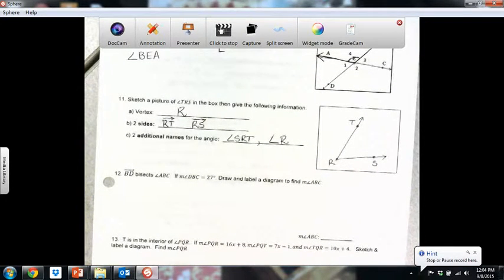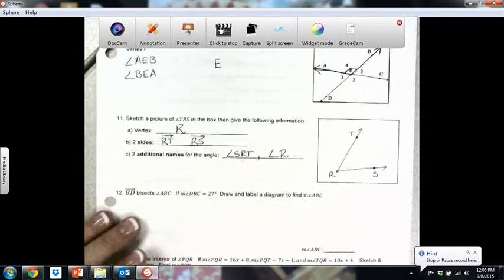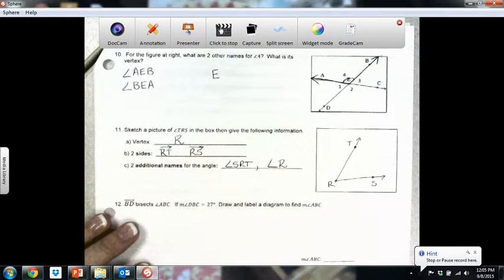So questions 9, 10, and 11 all have to do with being able to talk about angles and describe them using the information given in a picture. How would you name an angle, and can you identify the vertex, the side, and draw some angles?